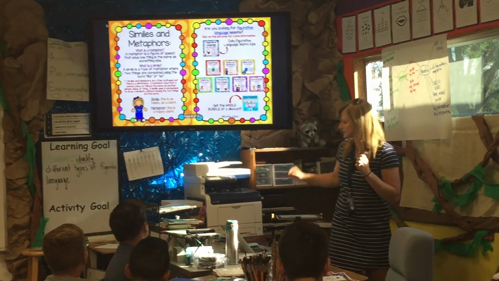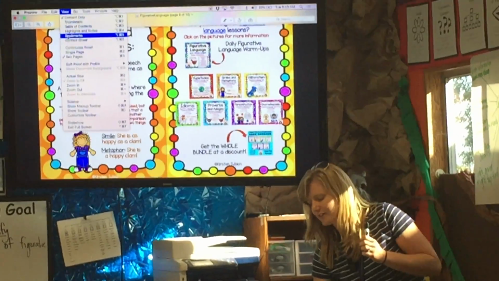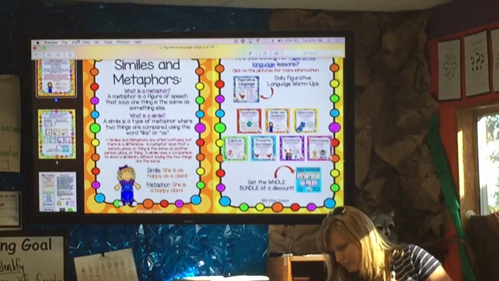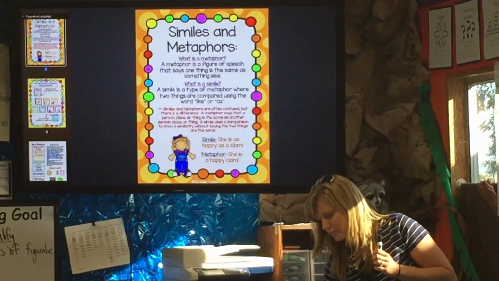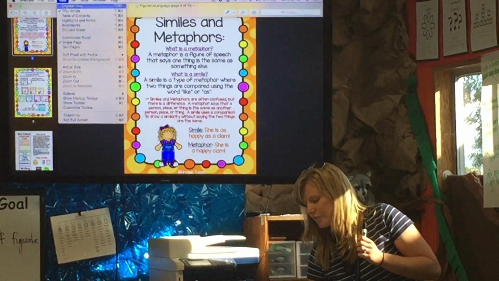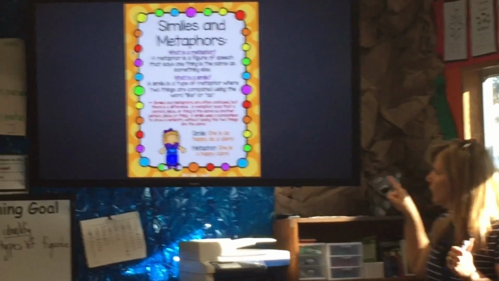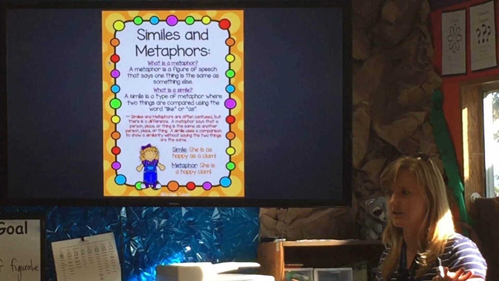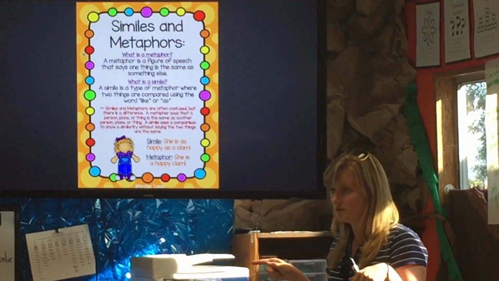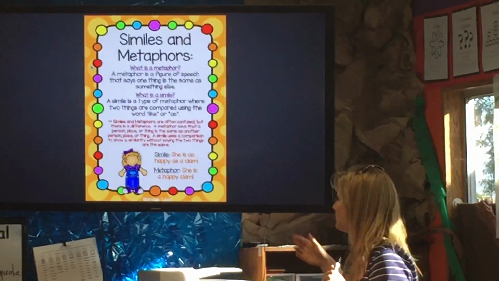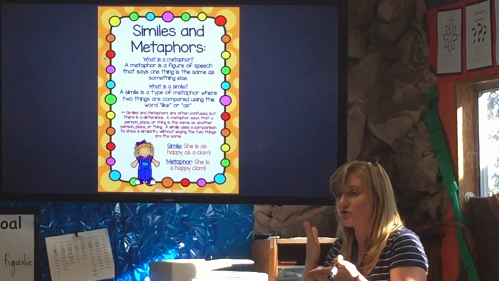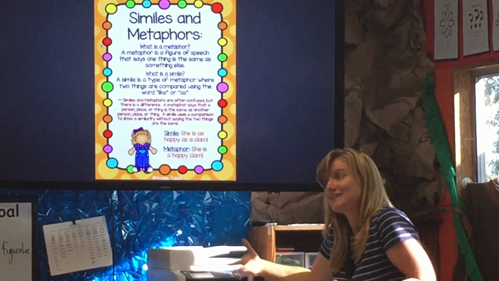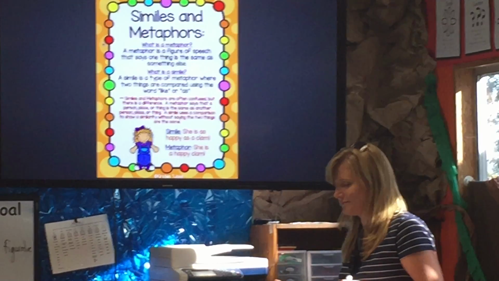Notice that this one is on the same page. It's because they are very, very similar. So pay very careful attention to this one. A metaphor is saying that one thing is the same as the other thing. It's the same exact thing they're saying. So she is a happy clam. They're saying that she is a happy clam. She's not like a happy clam. She's not happy as a clam. She is a happy clam.